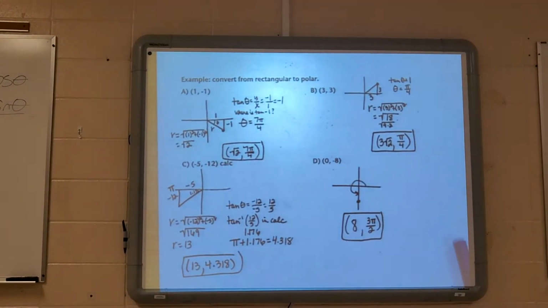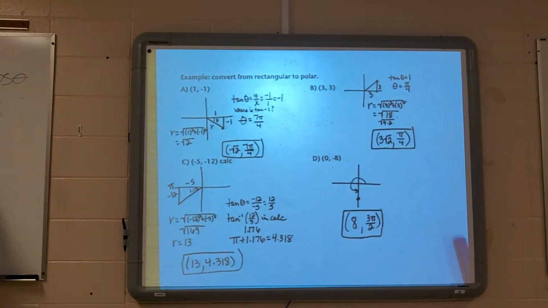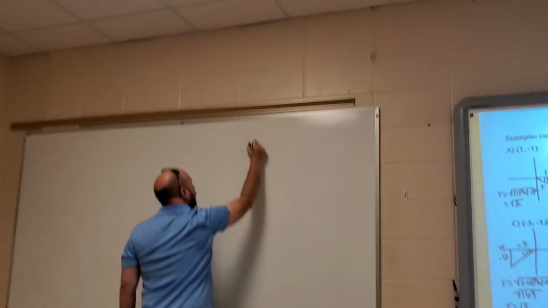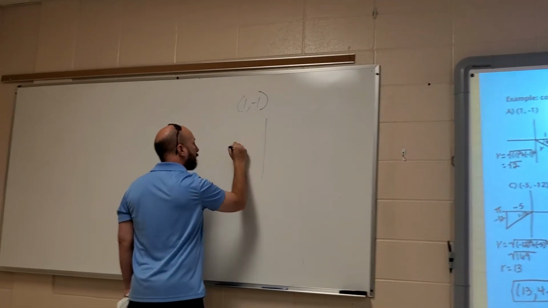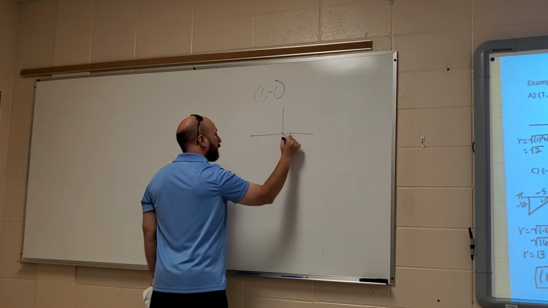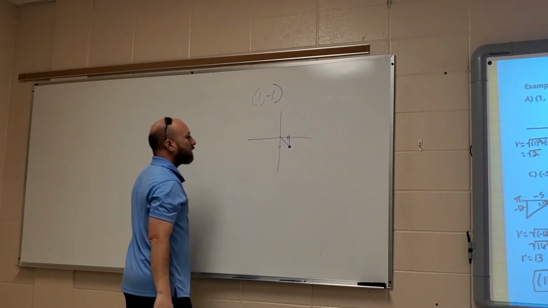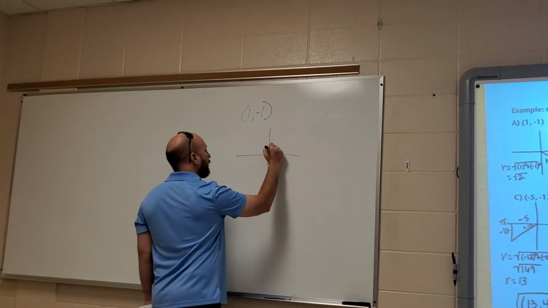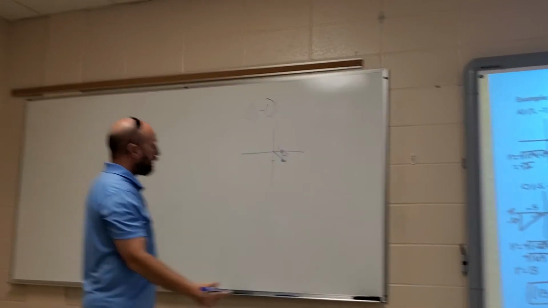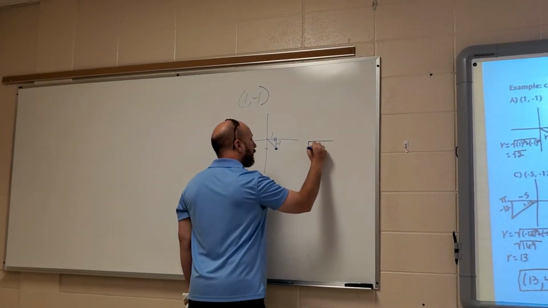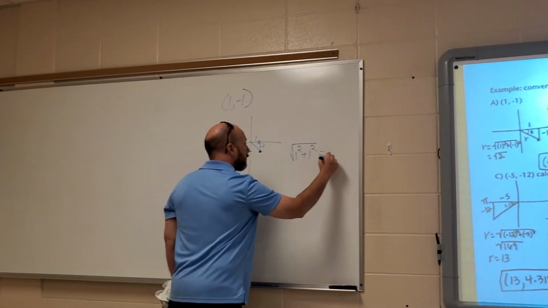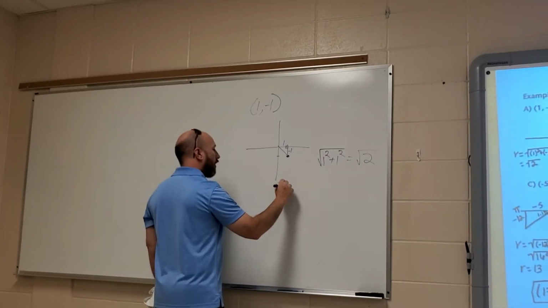Okay, so here it says convert the rectangular point to the polar point. If we have 1 comma negative 1, if you look at the graph, 1, negative 1 is right here. And we need to convert this to polar. So we know that our x is 1, our y is negative 1. The easy one to get right away is r. So that's the square root of 1 squared plus 1 squared. So then you get root 2. So r is root 2.